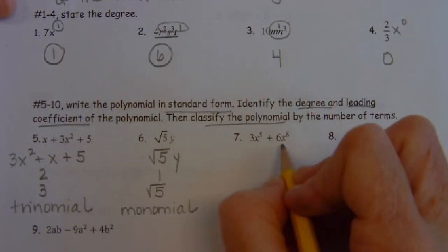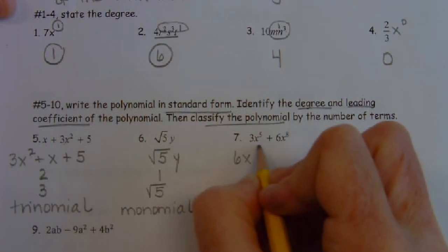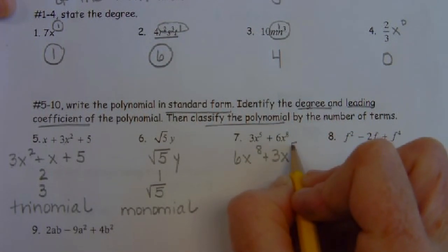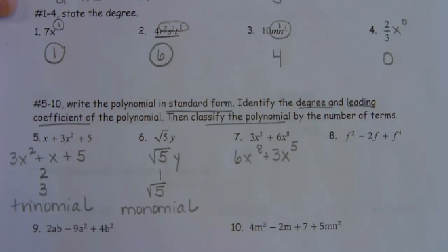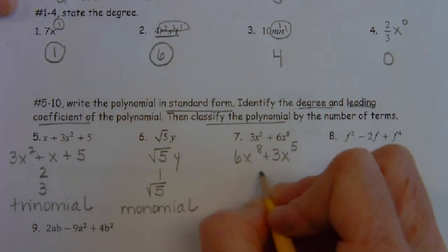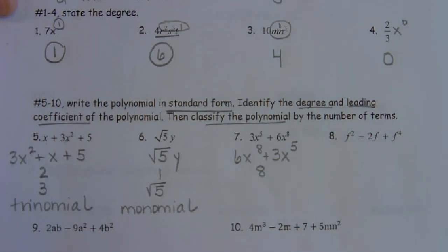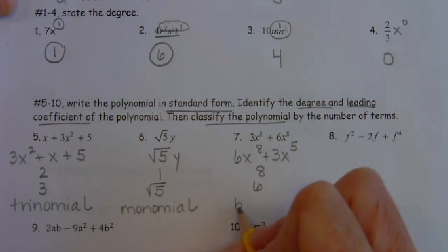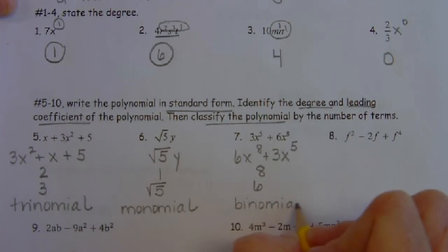On my next example, I'm going to put the 6x to the 8th first, because 8 is bigger than 5. Then I'm going to add plus 3x to the 5th. My degree is my highest power, which is 8. My leading coefficient is 6. Because he has 2 terms, he is a binomial.